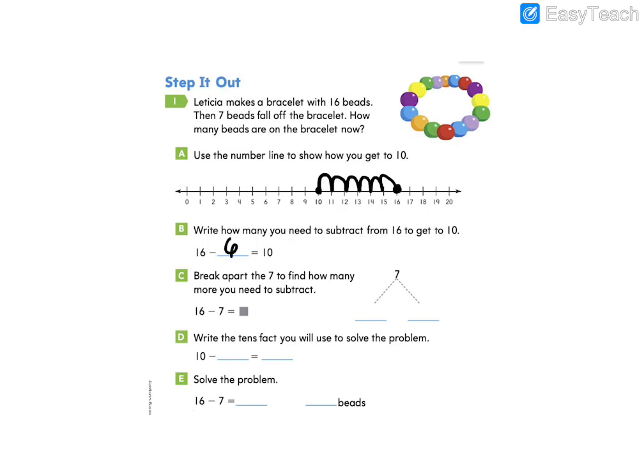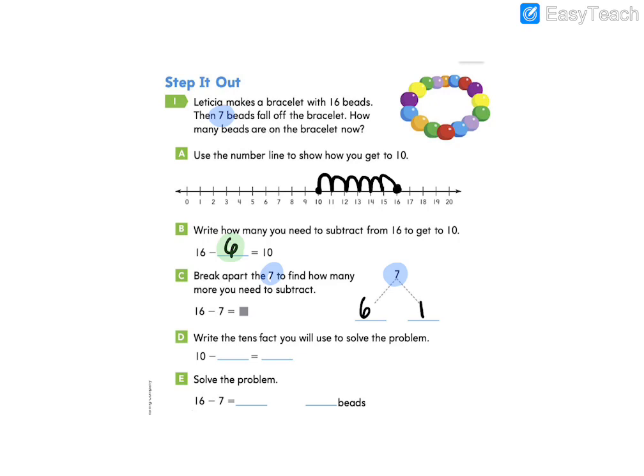I know that 16 minus 6 is equal to 10. But the question doesn't tell me that 6 beads fall off. It says 7 do. So I need to break apart 7 now. If I break 7 apart, I know that I've already subtracted 6. So how many more will I need to subtract?